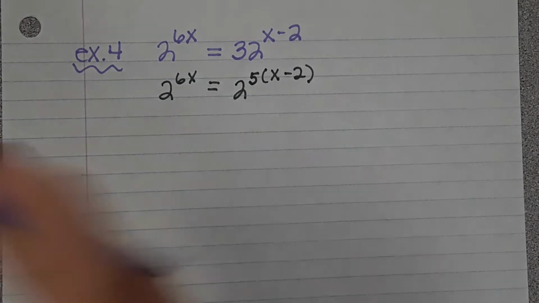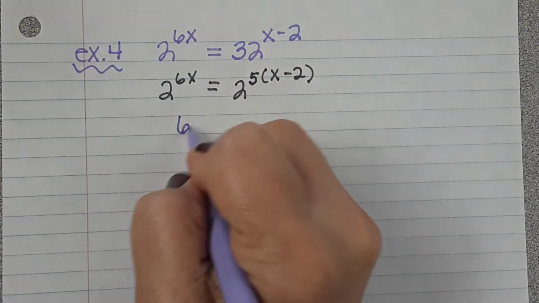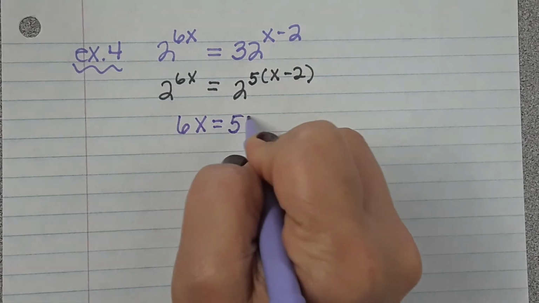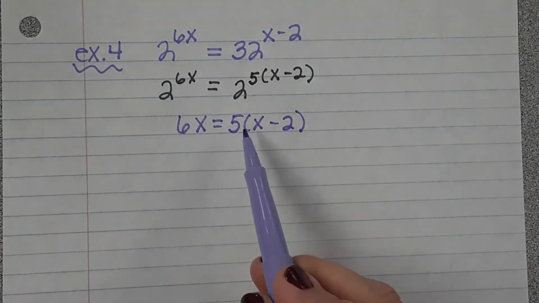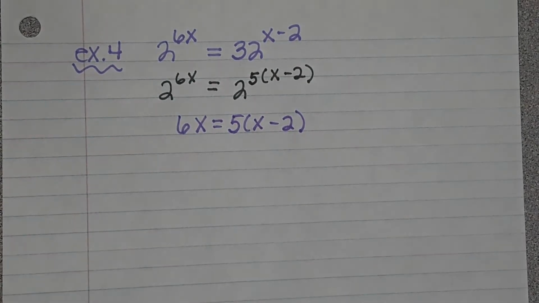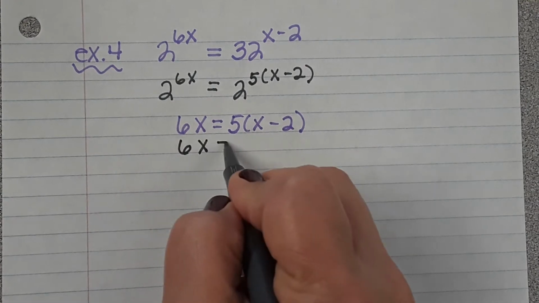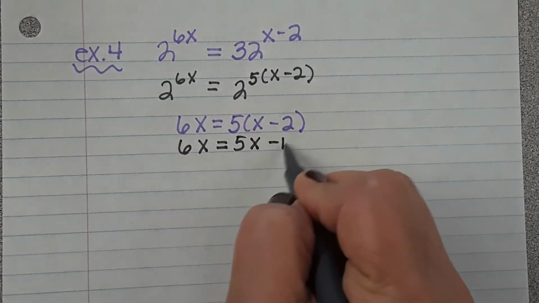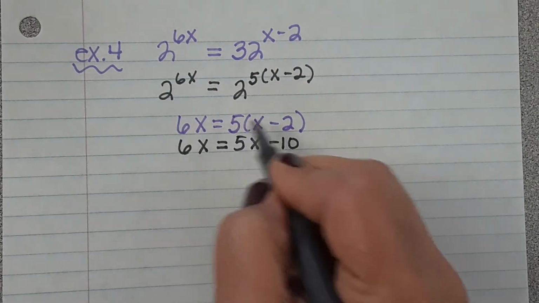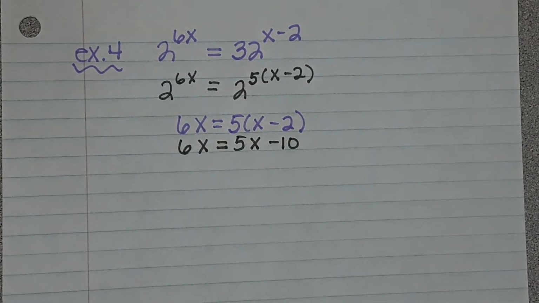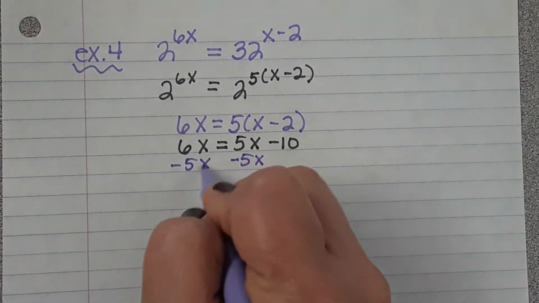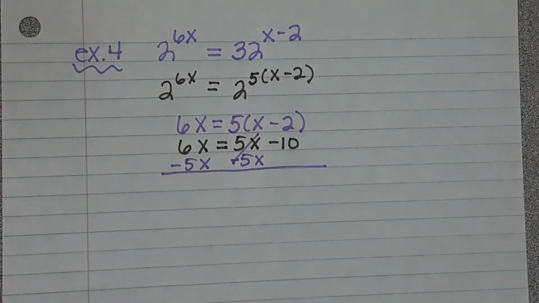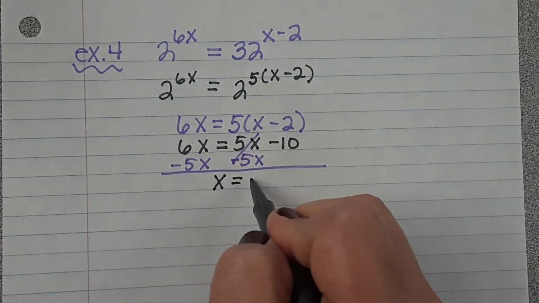My bases are the same, so now I can write it as 6x equals 5 times x minus 2. I need to distribute the 5. So it becomes 6x equals 5x minus 10. 5 times x is 5x. 5 times negative 2 is negative 10. And now what are we going to do? We're going to subtract the 5x from both sides, and we're left with x equaling negative 10.